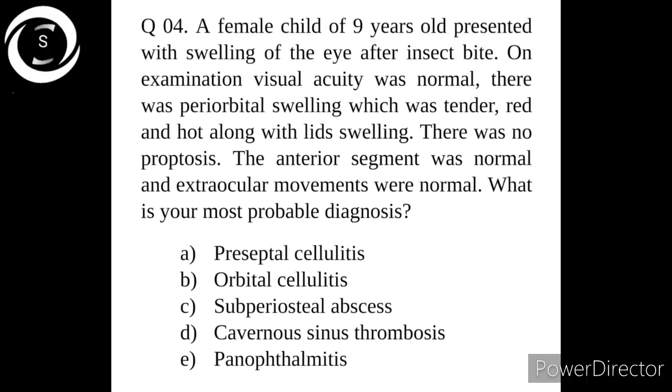Now question number 4, a female child 9 years old presented with swelling of the eye after insect bite. On examination, vision is normal, there is periorbital swelling, tender, red and hot. So all the signs of inflammation are present along with lid swelling, and there is no proptosis. When there is proptosis, then it is orbital cellulitis. When there is no proptosis and lid is edematous, swollen, tender, it is preseptal cellulitis.